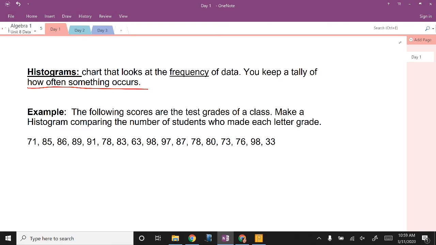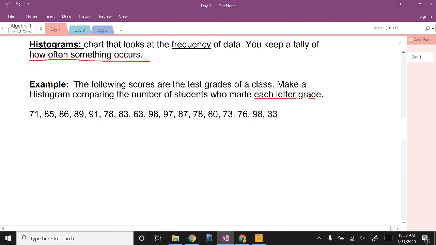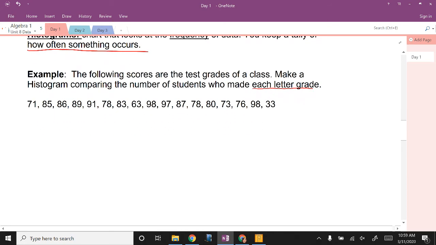So let's just pretend these are test grades for a class, and we want to make a histogram. And it says make a histogram comparing the number of students who made each letter grade. Well, y'all know letter grades are A's, B's, C's, D's, and F's, right? So let's just make a little table over here.